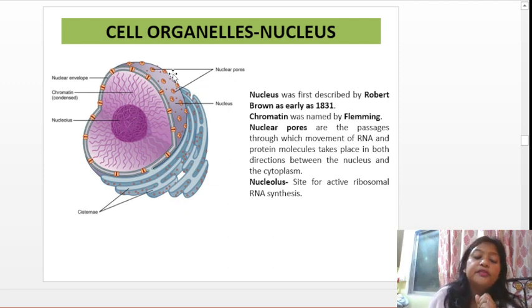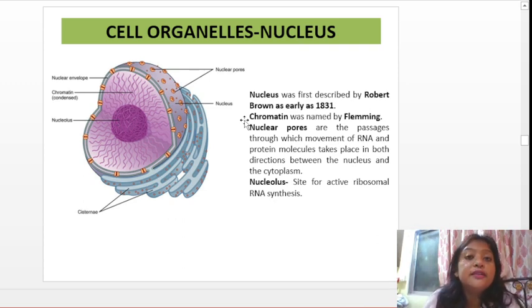Now nucleus. So nucleus is also very, very important. Nucleus is taking part in the reproduction process because it contains DNA. It also helps in passing of genetic information. See, nucleus contains DNA, and DNA is the heredity information, the genetic information. So basically, nucleus is indirectly taking part in reproduction and also in the passing of genetic information from the parent to the offspring.